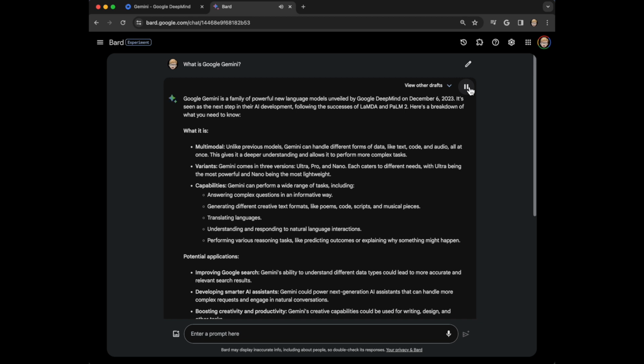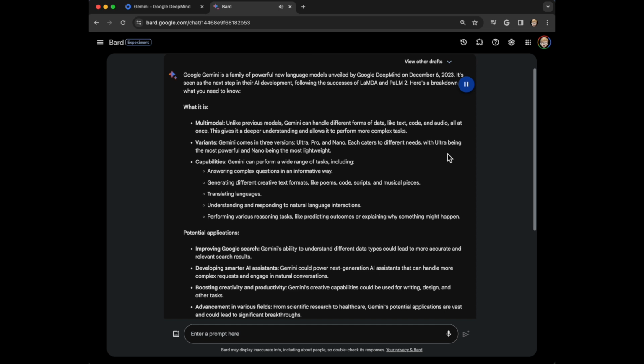Google Gemini is a family of powerful new language models unveiled by Google DeepMind on December 6, 2023. It's seen as the next step in their AI development, following the successes of LaMDA and PaLM 2. Here's a breakdown of what you need to know. What it is: multimodal. Unlike previous models, Gemini can handle different forms of data, like text, code, and audio, all at once. This gives it a deeper understanding and allows it to perform more complex tasks. Variants. Gemini comes in 3 versions: Ultra, Pro, and Nano. Each caters to different needs, with Ultra being the most powerful and Nano being the most lightweight.